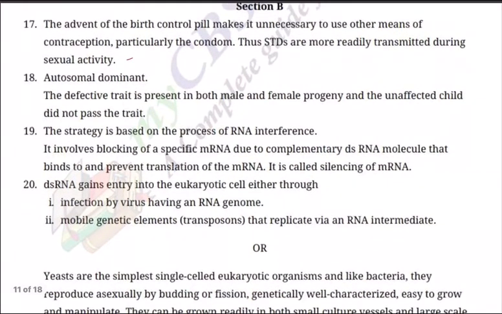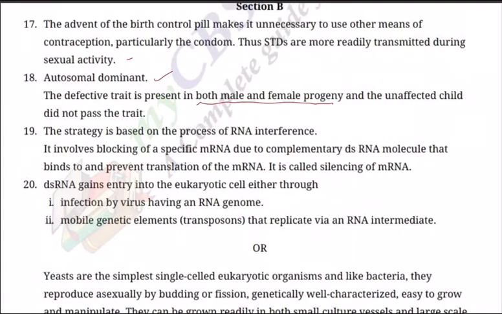Based on the explanation that I had given to you in our normal video classes, you need to understand that it is autosomal dominant. The defective trait is present in both male and female progeny. As you are seeing in the F1 generation, both male and female have got the disease, and the unaffected child did not pass the trait, as you are seeing in the diagram. So it becomes autosomal dominant.